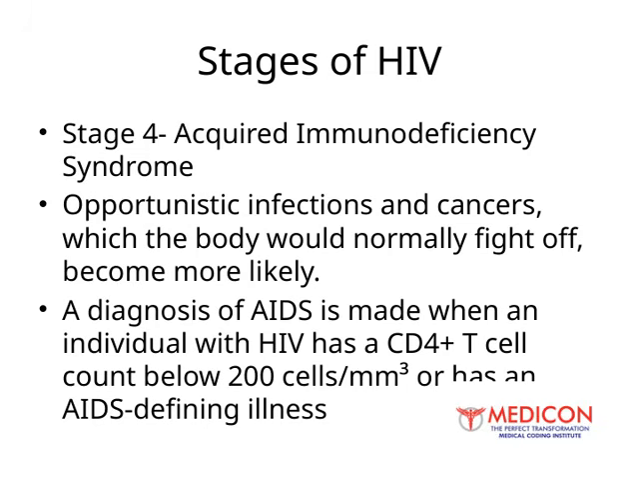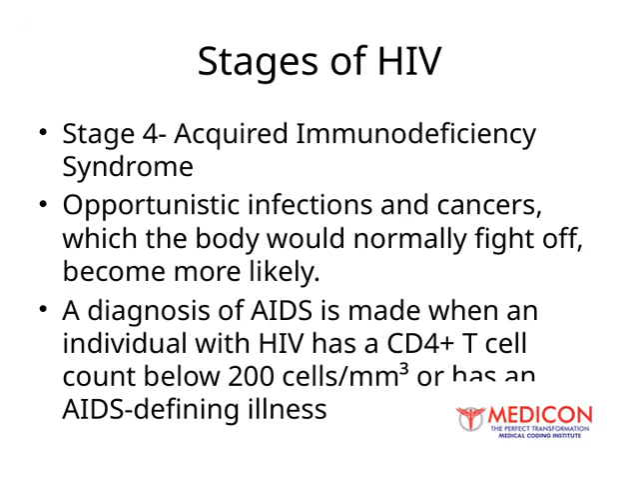Now, let's talk about stage 4 of HIV, which is known as acquired immunodeficiency syndrome, or AIDS. At this stage, the immune system has become significantly weakened. This means that opportunistic infections and certain cancers, which the body would normally be able to fend off, become much more likely to occur. These are the infections and cancers that define the progression to AIDS.